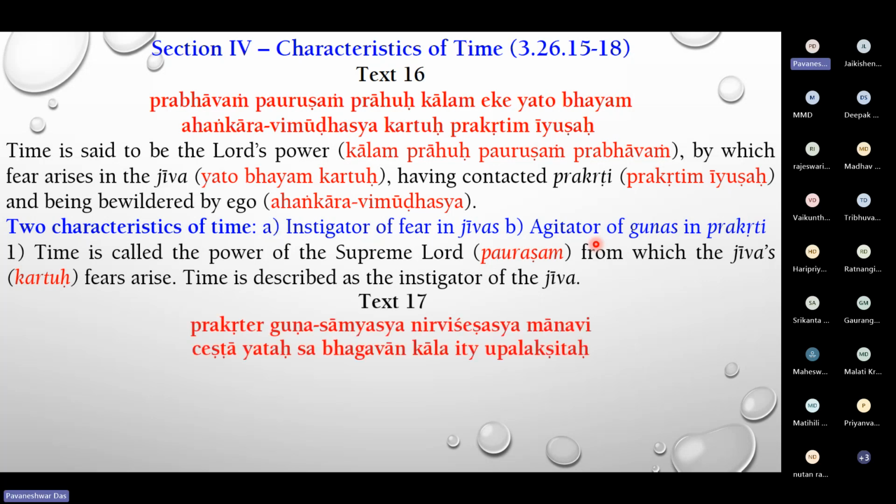The second quality of time is that by instigating the 3 modes of material nature, Kala produces 24 elements. Prakriter guna samyasya nirvisheshasya manavi, chestayata sa bhagavan Kala iti upalakshitaha.